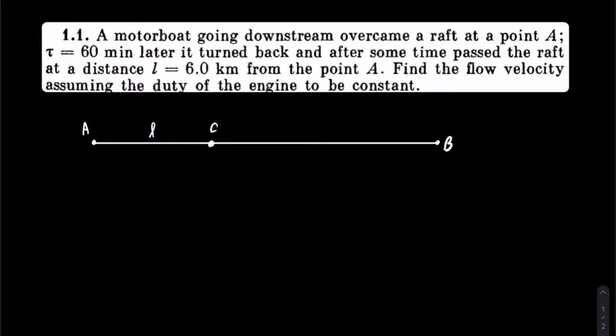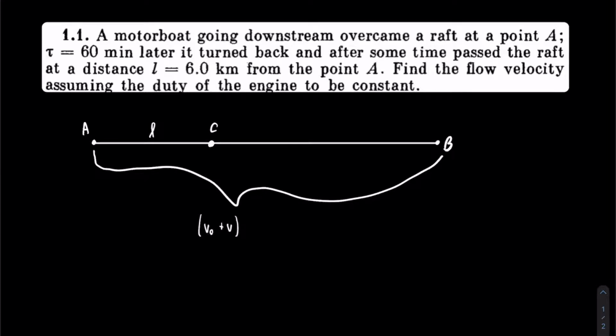We know that the distance that the raft goes is a total of L, or 6.0 kilometers. So that's going to be distance AC on this line segment. We also know the distance of line segment AB. Distance is equal to velocity times time. We can define the velocity of the motorboat being v0 plus v, and the time is said to be tau.